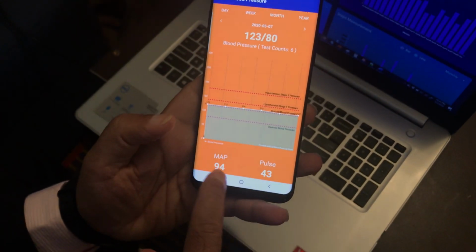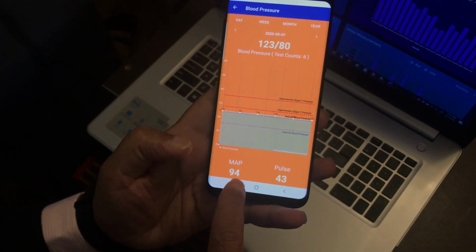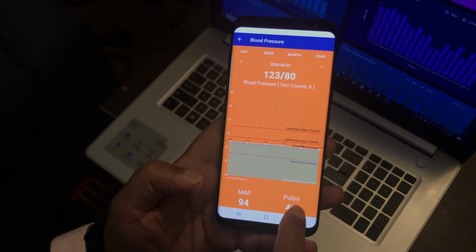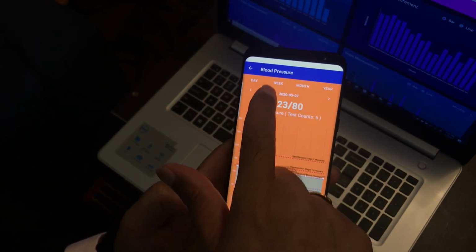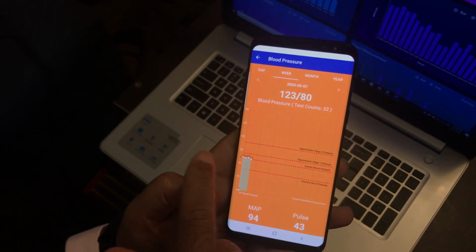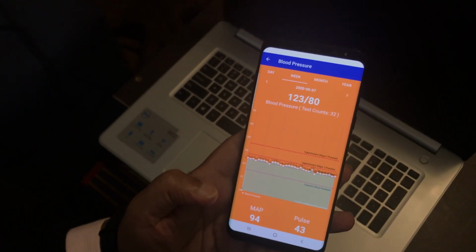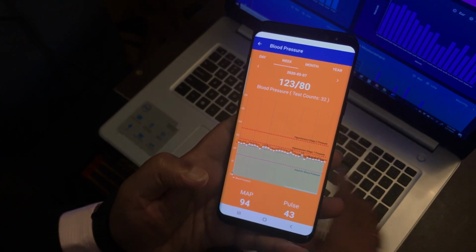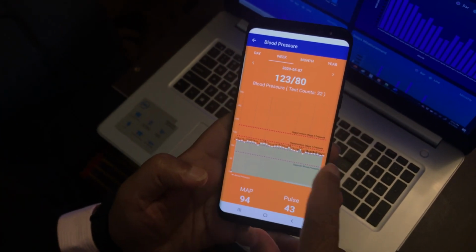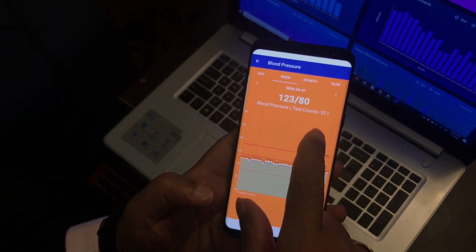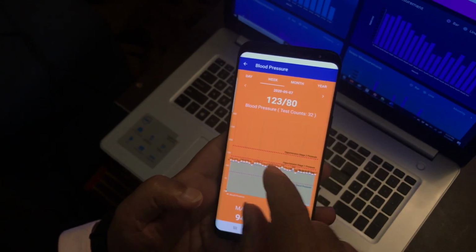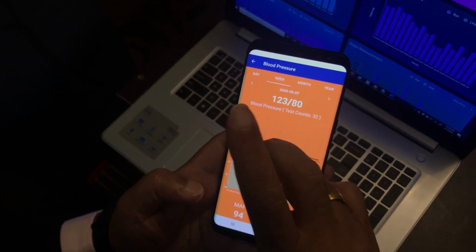Now here is the mean arterial pressure that shows as 94, and then you have the pulse pressure as 43. For example, if you go to the weekly statistics, you're going to monitor this as well and see that across the week you have the different vitals. Test counts show about 32 times it has been tested this week.